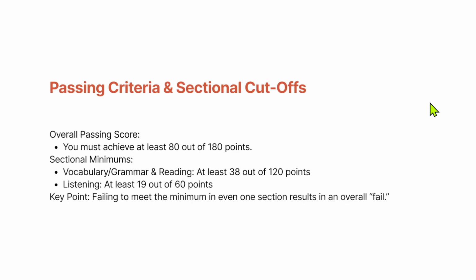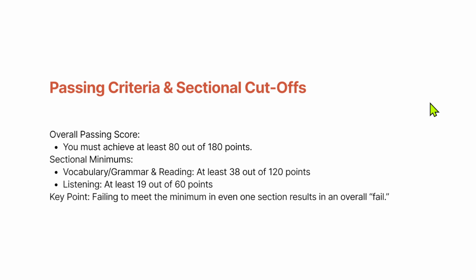Now we'll try to understand the passing criteria and also the sectional cutoffs. For the overall passing score, you must achieve at least 80 out of 180 points. Okay, 80 out of 180. It's even less than 50%. So it sounds easy, but if you are not prepared well, then even 80 out of 180 is difficult.